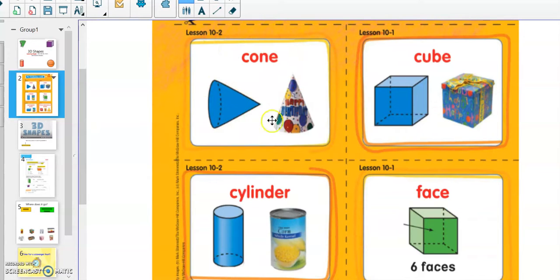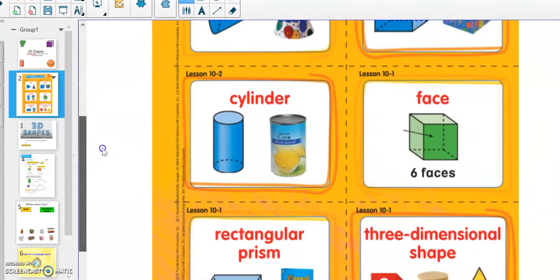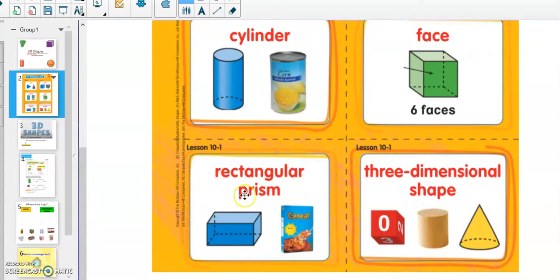Can everyone say cone? Cone. And the next one says cube. Can you say cube? There you go. The next one is cylinder. Cylinder. And then face is part of our 3D shape. It is the flat part of our 3D shape. And another shape that we're going to be learning about is called rectangular prism. And these are all 3D shapes, which means they are things that you can hold in your hand.